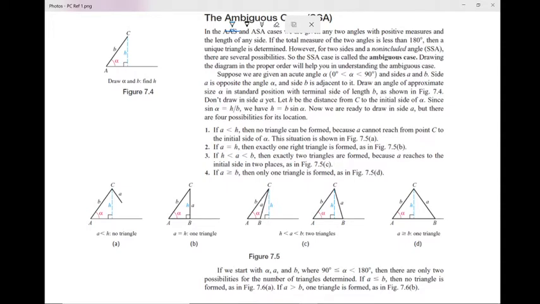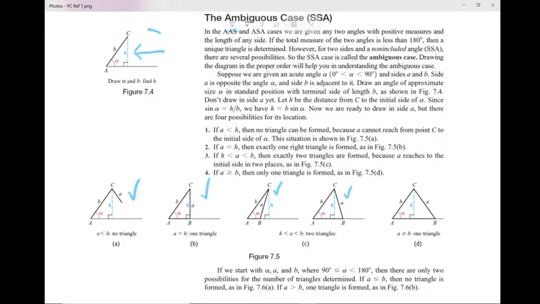In an ambiguous SSA case, we would normally try to find H first and determine whether the other side across from the angle is too short, in which case there's no possible solution, is exactly the same thing as the height, in which case there's only one possible triangle we could draw, or the other side is larger than the height, and so we can either get this obtuse triangle or this acute triangle.